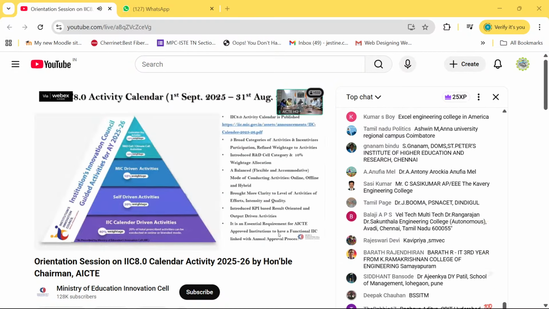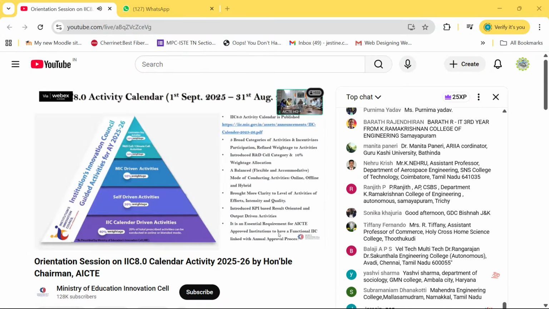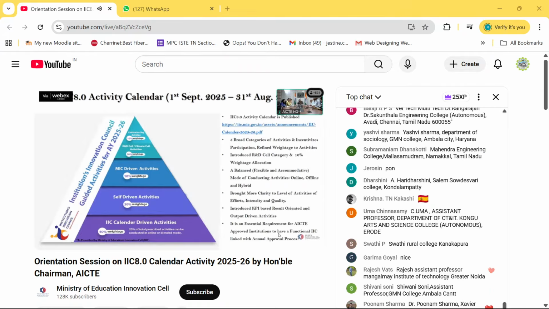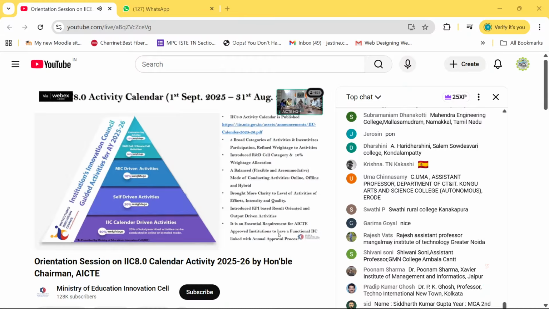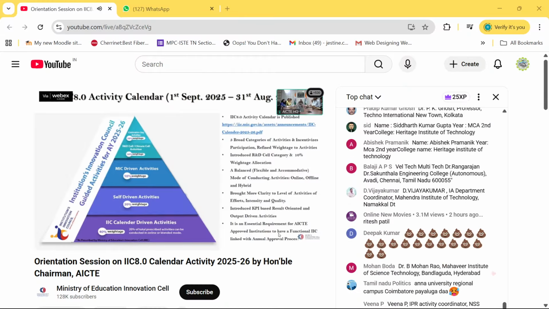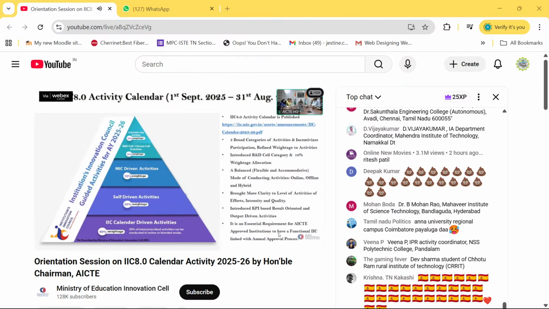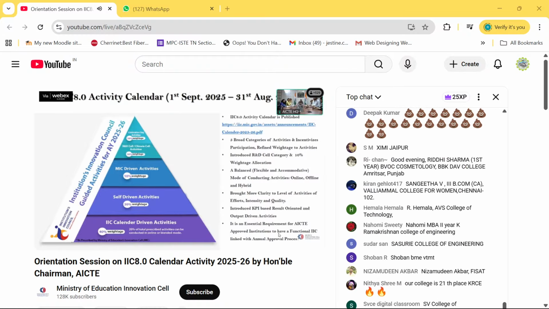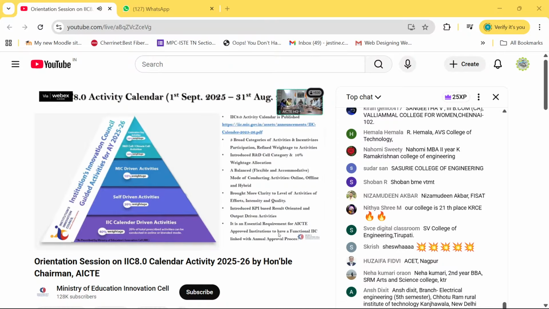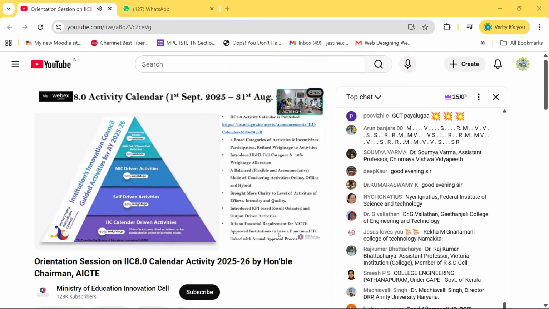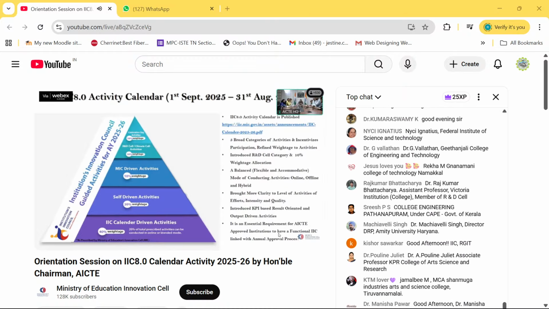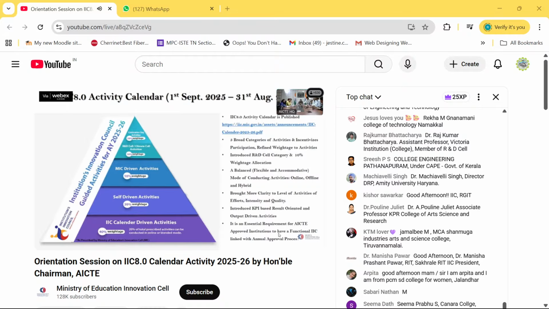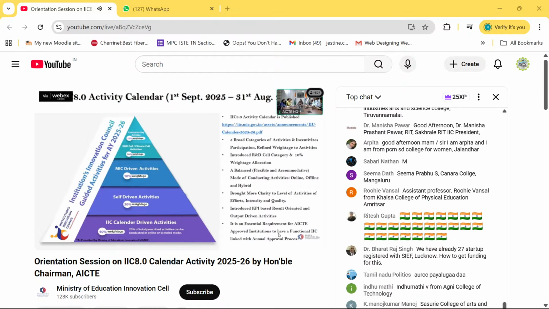So coming to the IIC 8.0 activity calendar, generally the activity calendar starts from 1st of September 2025 to 31st August 2026. And the previous year, IIC 7.0, ended on 31st August 2025. So we have refined the IIC 8.0 activity calendar, and we have introduced some new features.